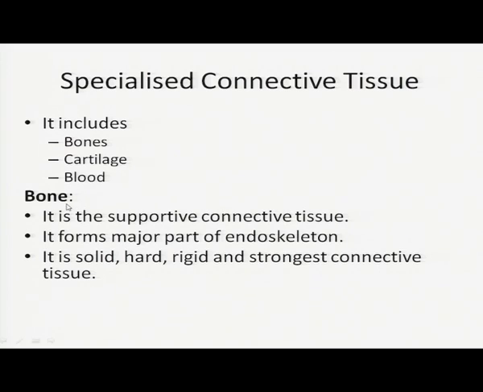First, we can go to the structure of bone. You know, bone is a connective as well as a supportive tissue. So, it is known as a supportive connective tissue. It forms the major part of the endoskeleton in the human body. It is solid, a hard and rigid tissue, and it is the strongest connective tissue present in the human body.